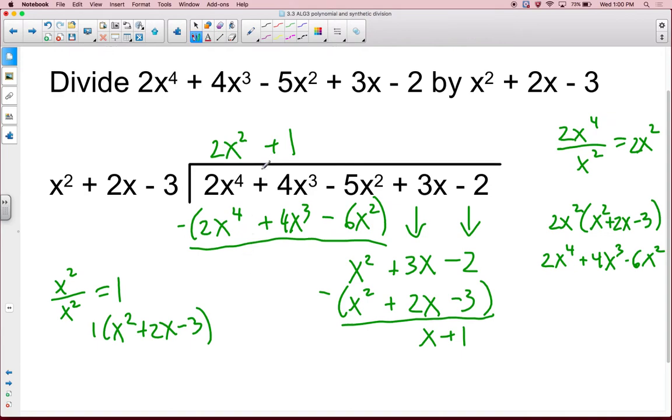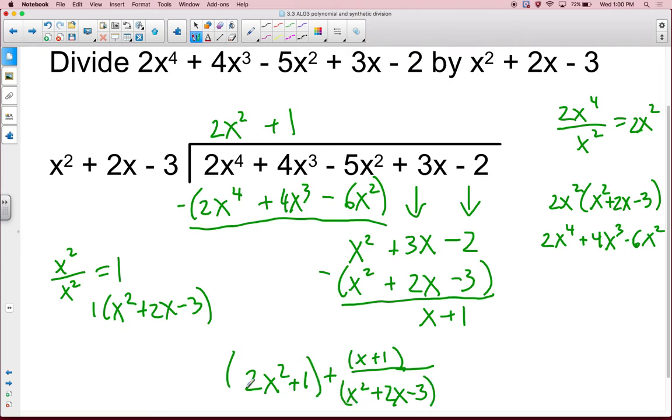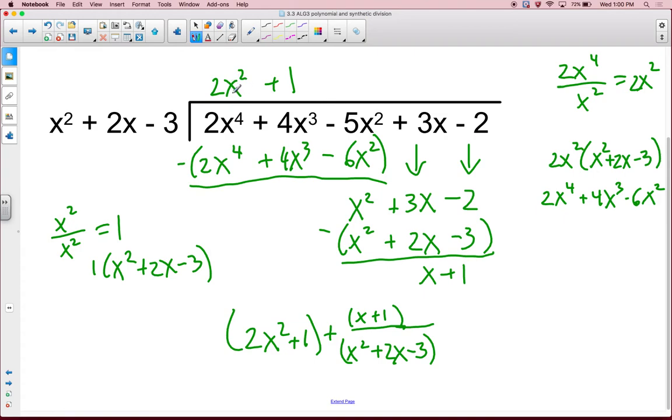So writing this out here, I get my quotient. My quotient is a 2x squared plus 1 plus my remainder over the divisor, x squared plus 2x minus 3. You can also write this as multiplying these two out and adding the remainder.